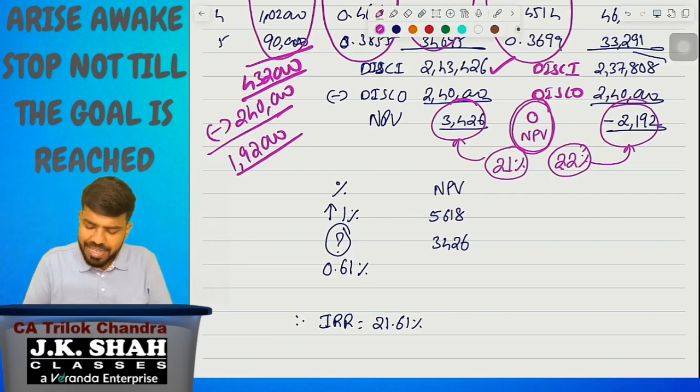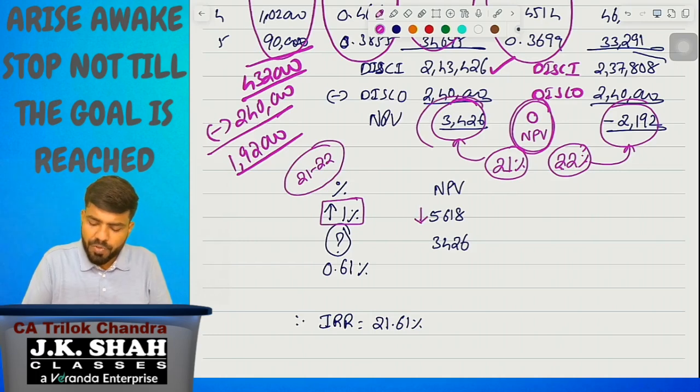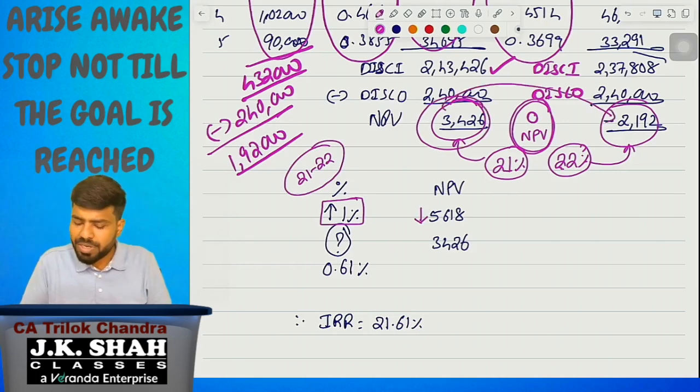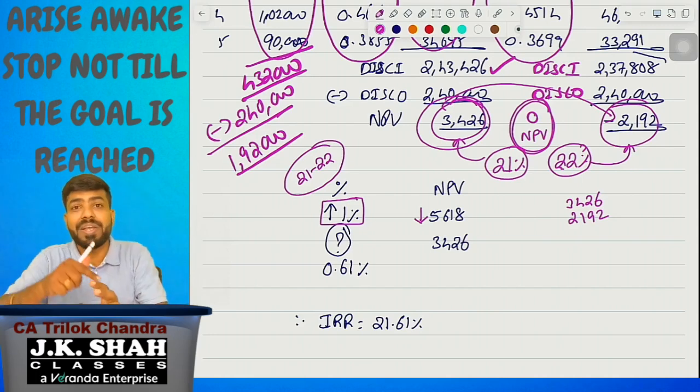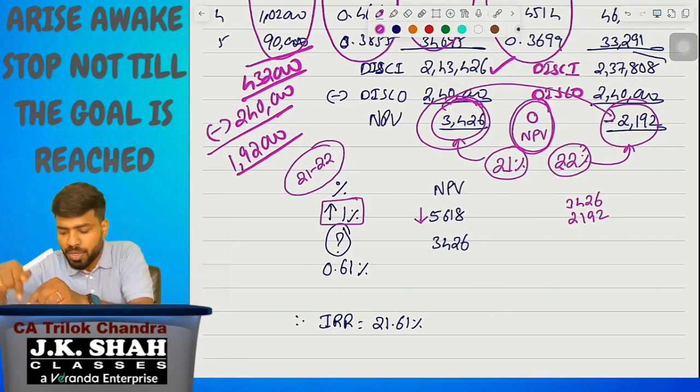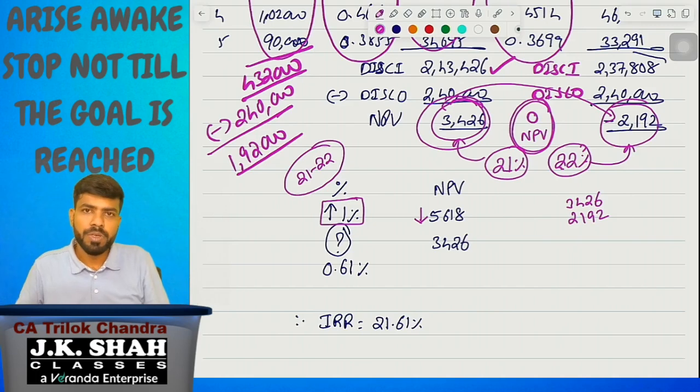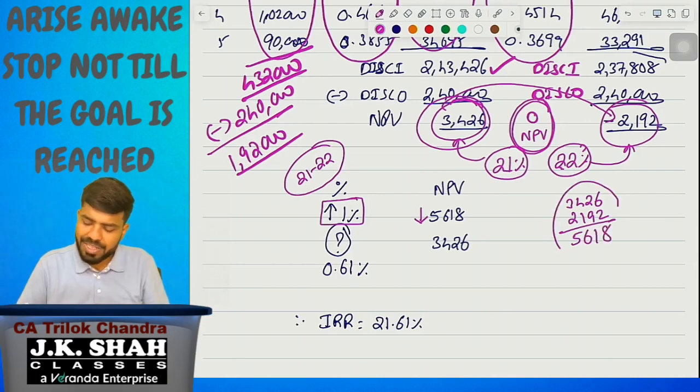See here, percentage NPV. By increasing 1% from 21 to 22, my NPV decreased from 3,426 rupees to negative 2,192. So what is the total decrease? Means 3,426 plus 2,192. Why plus? 3,426 becomes 0 and then 0 becomes negative 2,192. Total decrease is 3,426 plus 2,192. Total comes to 5,618.